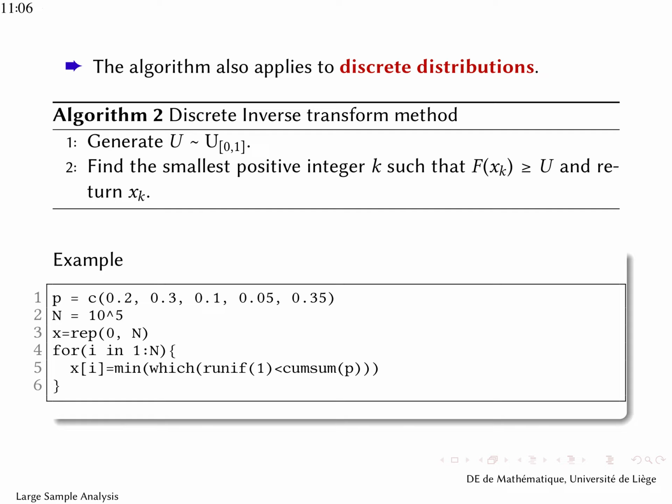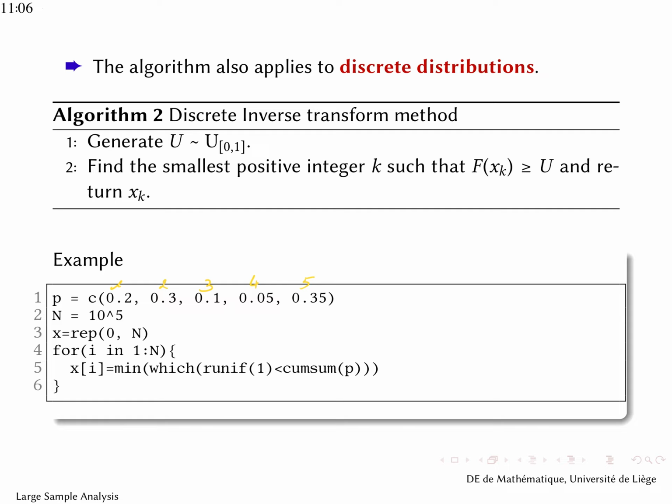Let's make this algorithm clear on an example. Assume we have 5 possible outcomes and define the probability for each of the outcomes. So the first outcome has probability of 20%, the second outcome 30%, 10% for the third outcome, 5% for the fourth outcome, and 35% for the fifth outcome. We then set again the sample size n, and we create a vector of size n with all zeros.